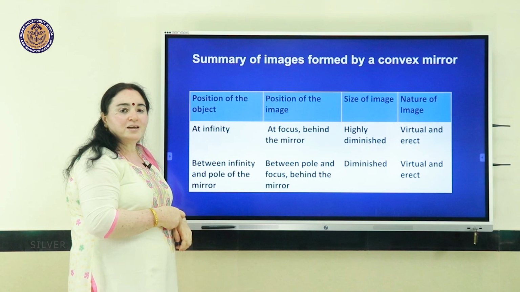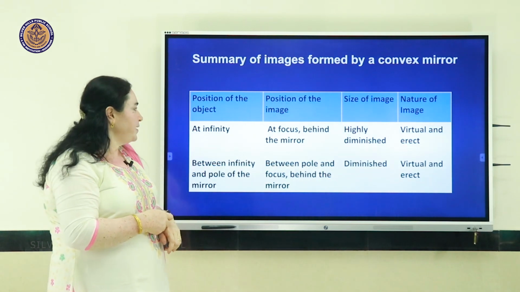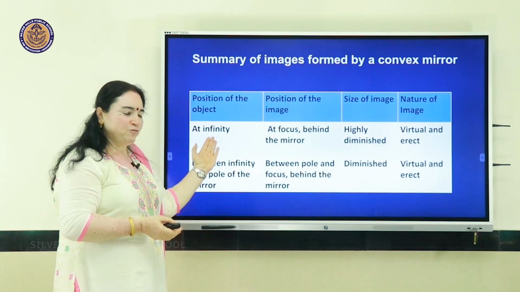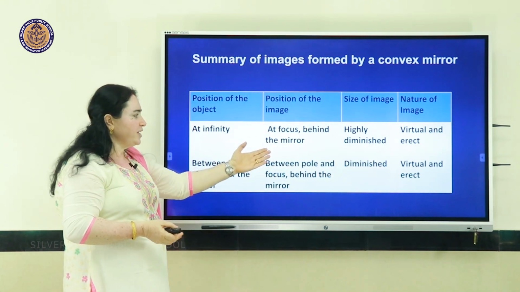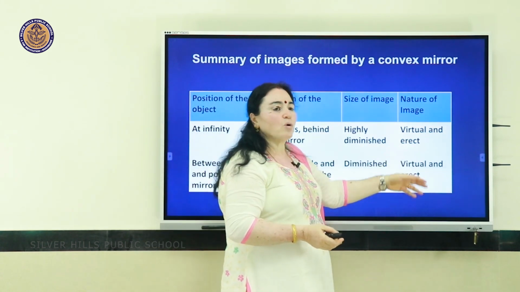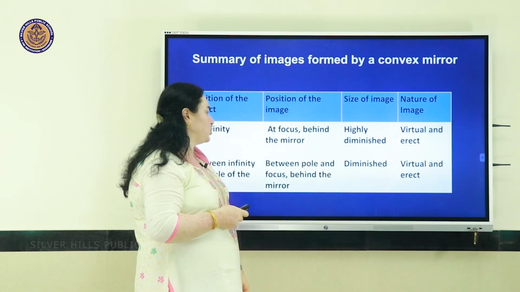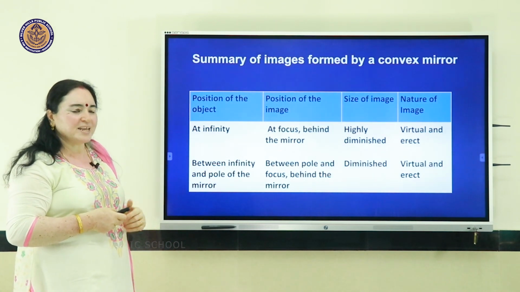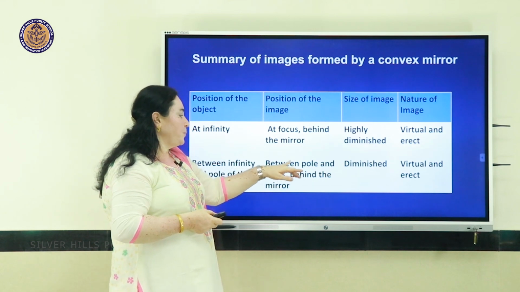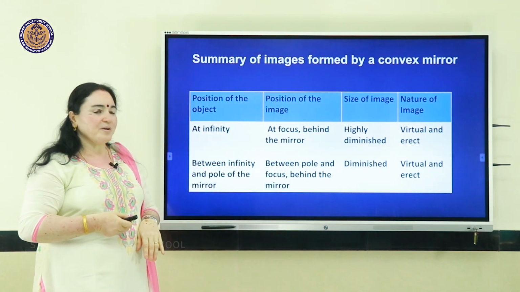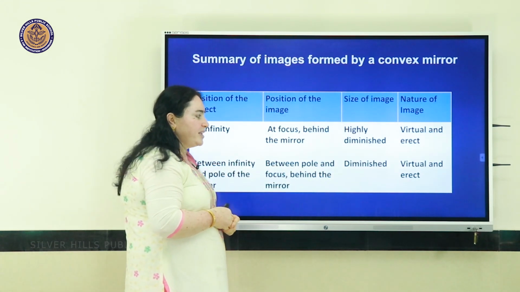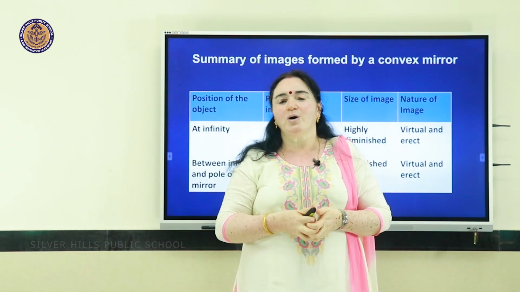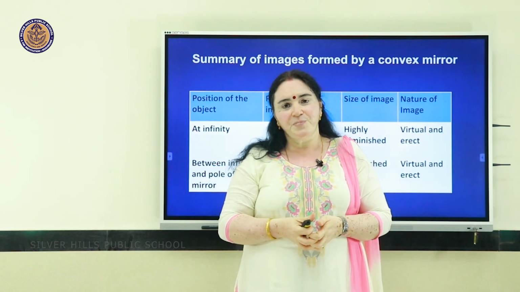And if you check the chart, it's even more simple here. Position of the object, it's always in front of the mirror, right? At infinity, image will be at the focus. It's highly diminished. I'll always get a virtual and erect image. Next, if I keep it between infinity and pole of the mirror, it can be any point. Between pole and focus, behind the mirror, diminished, and the nature is virtual and erect. This is all about the image formation in spherical mirrors.